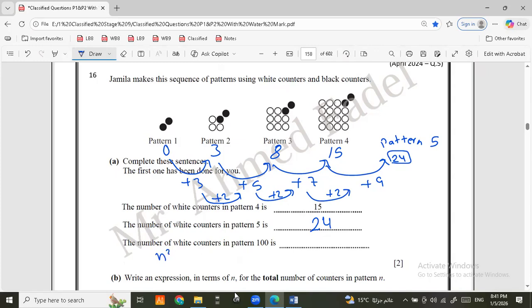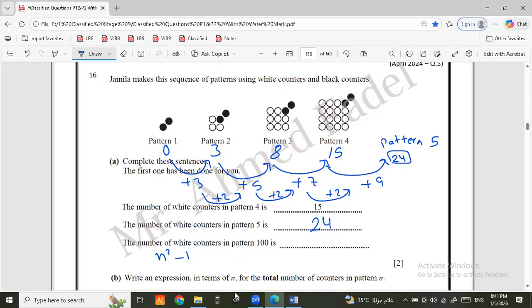But n squared, if I say 1, 1 squared is 1. What do I need for the 1 to be 0? So minus 1. Now try it again. If I went for the 2, 2 squared is 4. Minus 1 is 3. It worked. So for the white counters, I have nth term n squared minus 1.